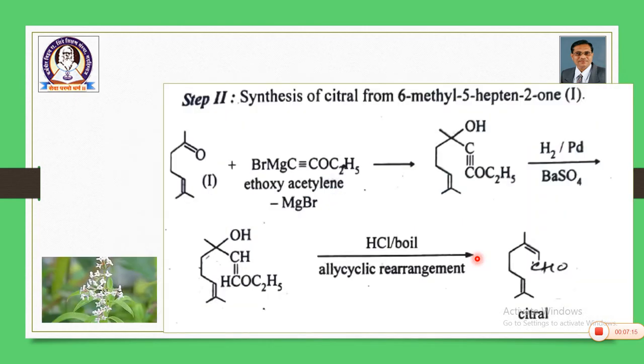Then second step is synthesis of citral from 6-methyl-5-heptene-2-one. Now, in this step, there is one Grignard reagent. It is ethoxyacetylene magnesium bromide. This is ethoxy group OC2H5. This is acetylene, C triple bond C, and it is magnesium bromide.